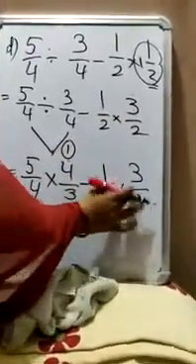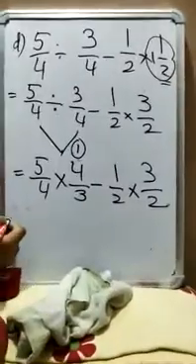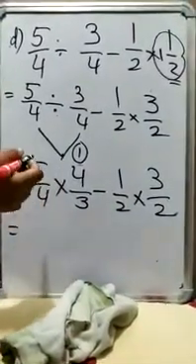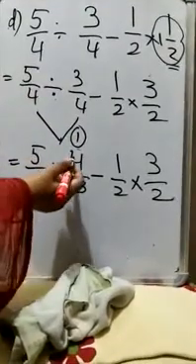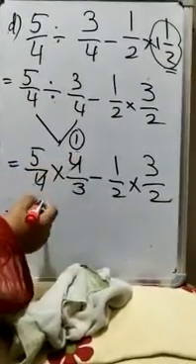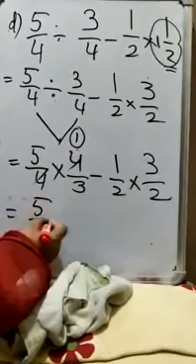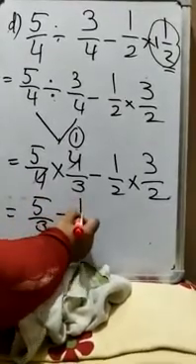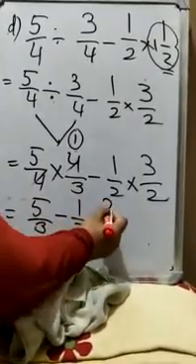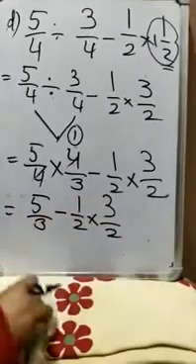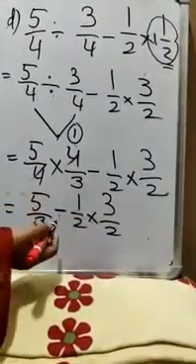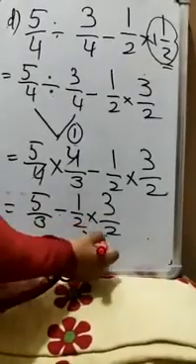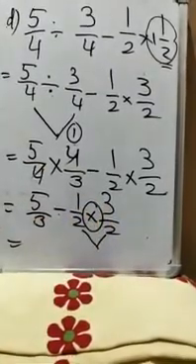Correct? Now here we will do 3 by 4. Oh sorry, it is 5 by 4. Okay, 5 by 4 into 4 by 3. So 4 and 4 are cancelled. It is 5 by 3. Now minus 1 by 2 into 3 by 2. Right? Now here you will see that there is a minus sign and a multiplication sign. Which operation will we do? Now we will do this multiplication first.